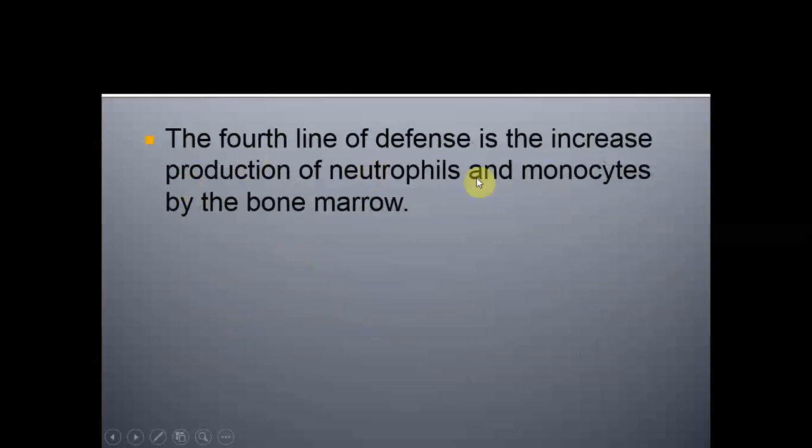Now, the fourth line of defense is increasing the production of neutrophils and monocytes by the bone marrow. How? By the influence of many of the growth factors. As we said, remember, they drive the pluripotent and the multipotent stem cell pathway of differentiation. What determines that? The growth factors, the interleukins, the cytokines, and many of these interleukins and cytokines are products of the inflammatory process, so they will guide the bone marrow to produce the type of cells that the body demands.